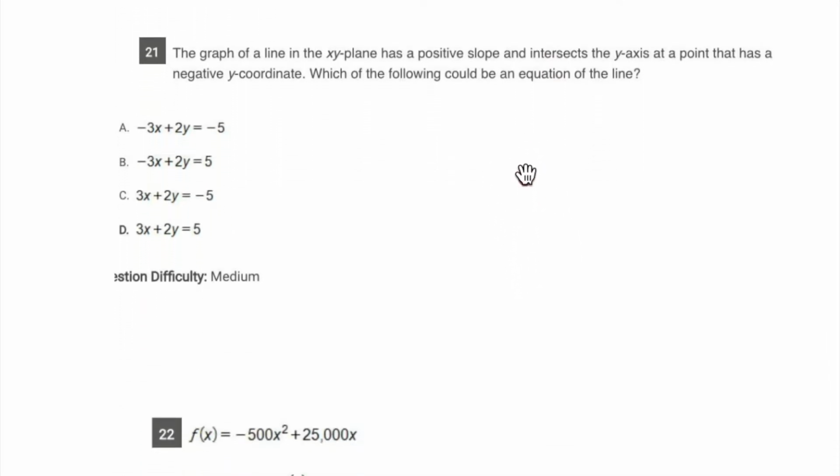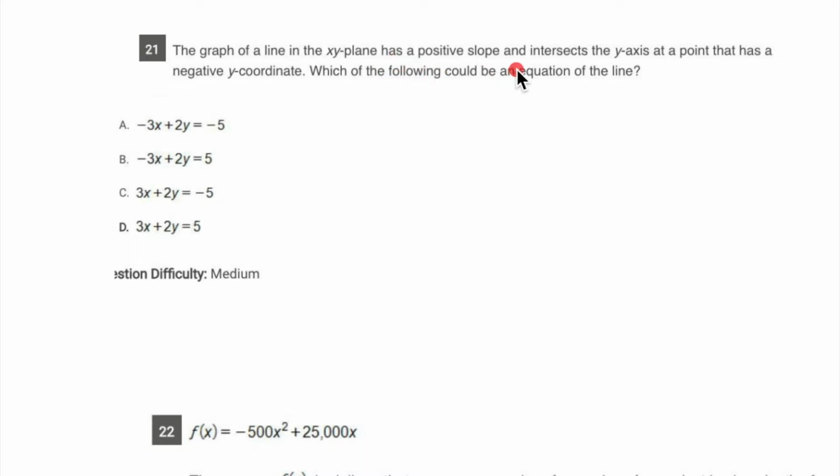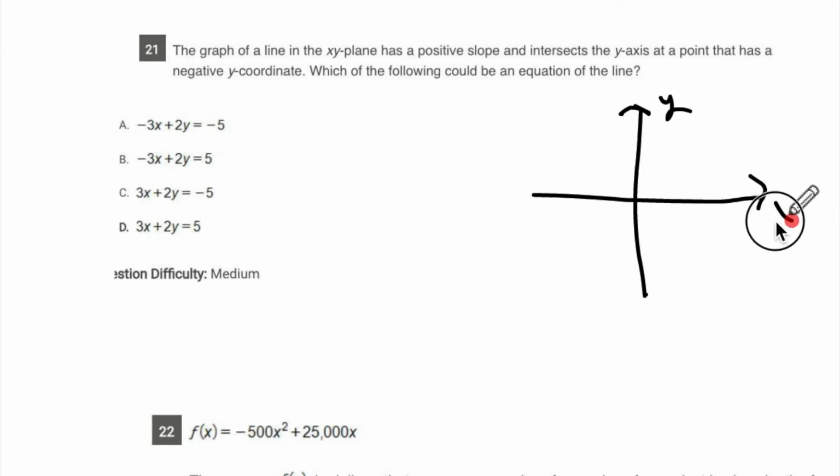The graph of a line in the xy plane has a positive slope and intersects the y-axis at a point that has a negative y coordinate. Which of the following could be an equation of the line? So they want us to graph. Basically, we want a graph that has a point with a negative y coordinate. So down here in the xy plane, it has a positive slope and intersects at a negative y coordinate, so it's going to be down here and it's going to have a positive slope.